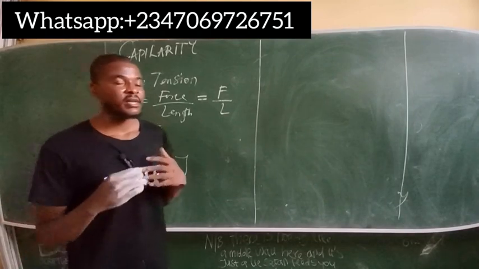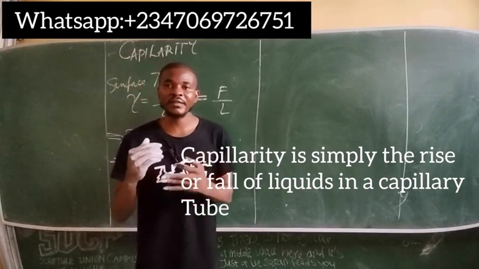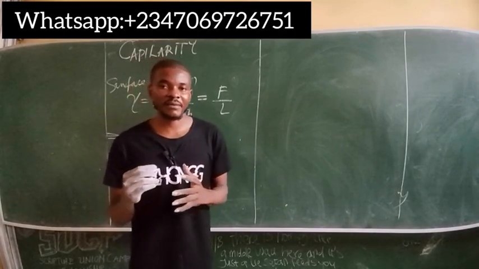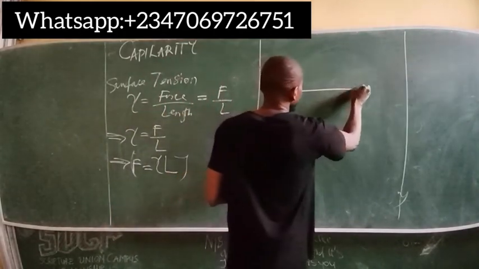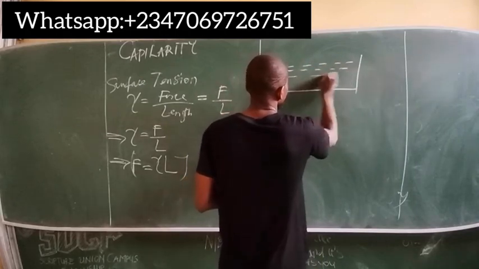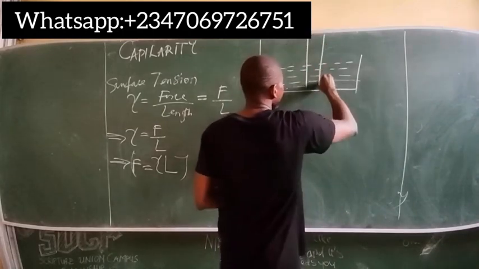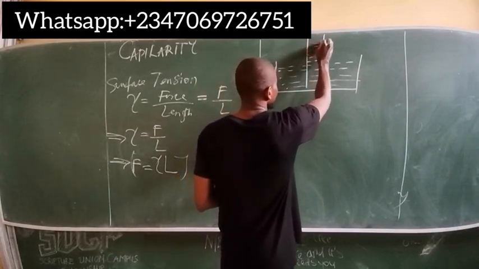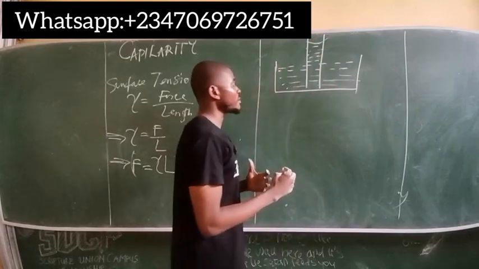Now, we wanted to talk about capillarity. What is capillarity? Capillarity is simply the rise or fall of liquids in a capillary tube. For instance, let's say we have a beaker that contains water, and then we introduce a capillary tube into this beaker. What happens now is that the water rises in height in the capillary tube, and its surface forms what is called a concave meniscus.